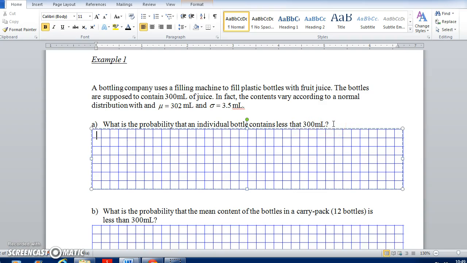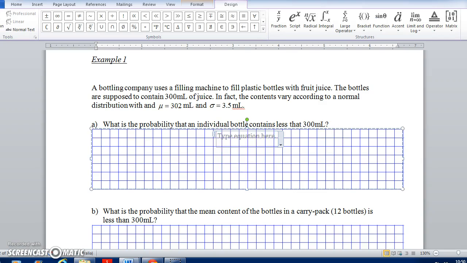Well, in this case, at the moment we're just talking about the standard distribution, so we haven't moved into the distribution of the sample means yet. So we represent this distribution as normally distributed with a mean of 302 and a standard deviation of 3.5.